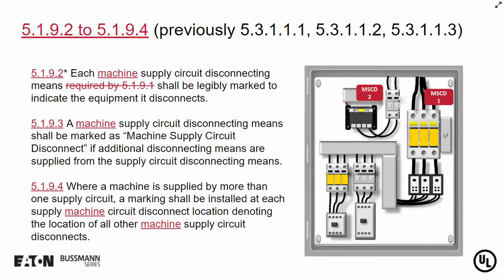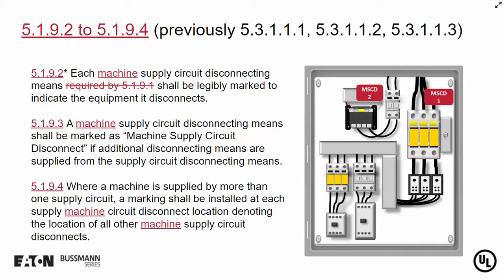5.1.9.3 states, a machine supply circuit disconnecting means shall be marked machine supply circuit if additional disconnecting means are supplied from the supply circuit disconnecting means. And then 5.1.9.4 states where a machine is supplied by more than one supply circuit, a marking shall be installed at each supply machine circuit disconnecting location, denoting the location of all other machine supply circuit disconnects.